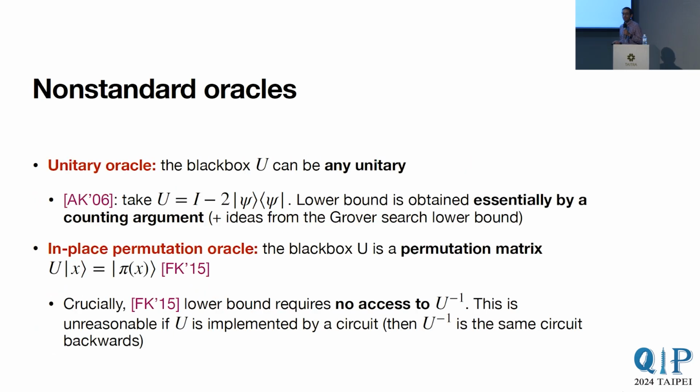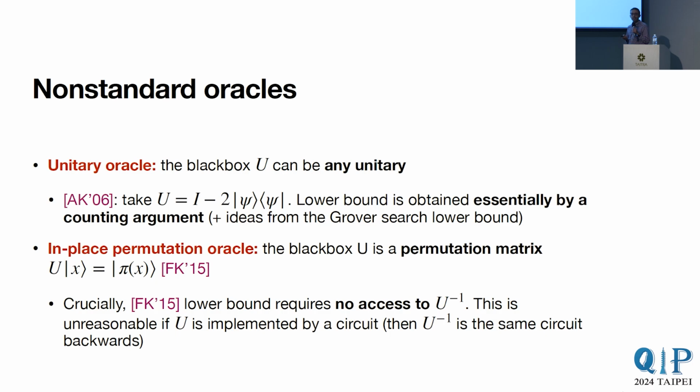So what are these other definitions that people have used? As I mentioned, the Aaronson-Kuperberg version was the most general: instead of having a U sub f for a particular function, you just have a black box U that could be any unitary. In their paper, what they specifically used was a reflection about some unknown state psi. So their oracles all look like identity minus 2 psi psi.